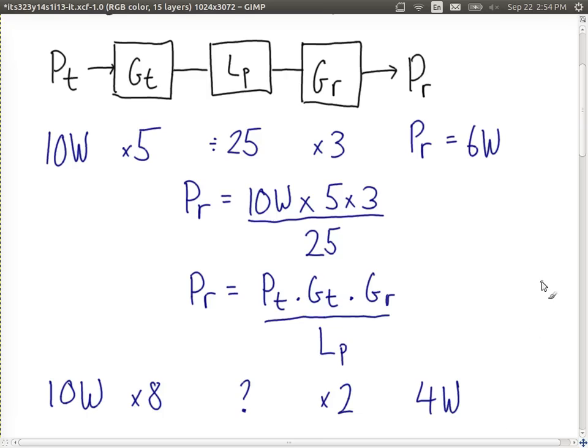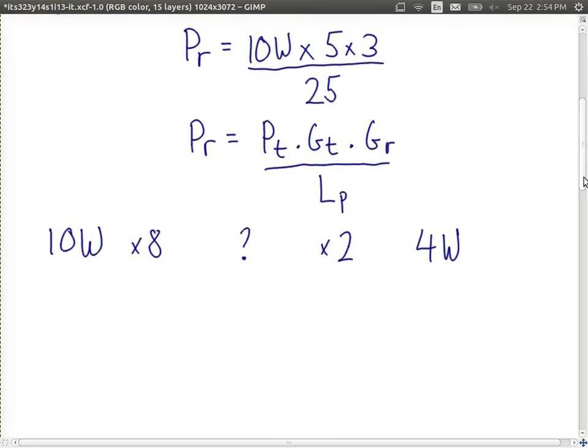Let's do one more example. What do we have? Let's say we transmit with 100 milliwatts. The gain of our transmit antenna is a factor of 2. The path loss is a factor of 10,000. And the receive antenna is a factor of 4. What's the receive power? Maybe you need a calculator. At least know how to determine it.